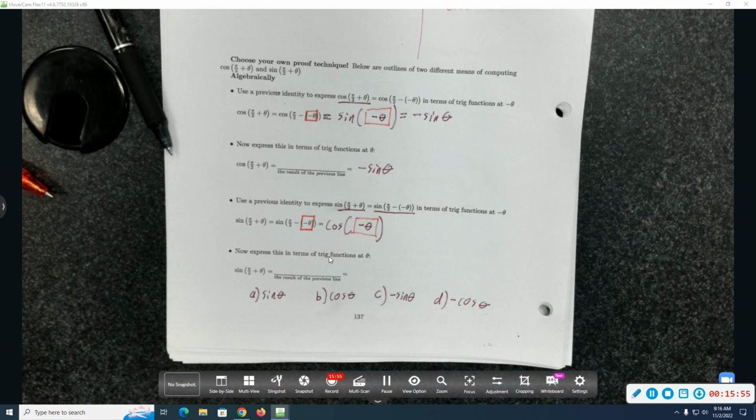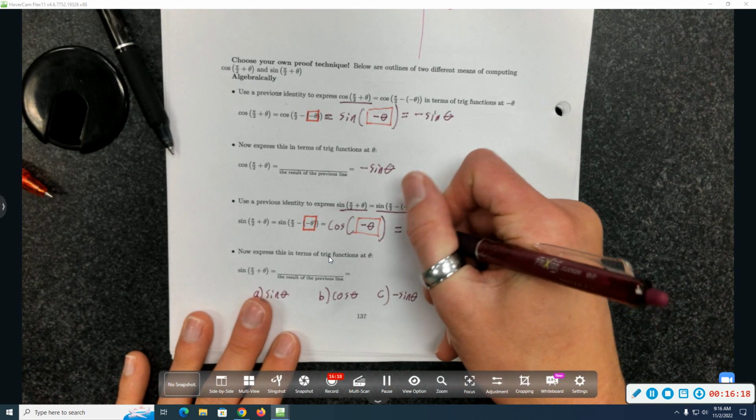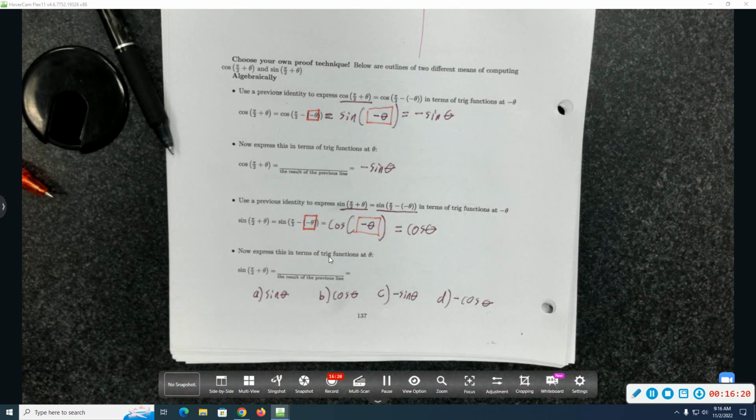All right, so now I have an easier problem, right? What's the cosine of negative theta the same as? Negative cosine. Careful. Oh, negative cosine theta. Careful. Oh, yeah. Just cosine theta, right? Yeah. Cool. So apparently the sine of pi over 2 minus theta is the same as just cosine of theta.